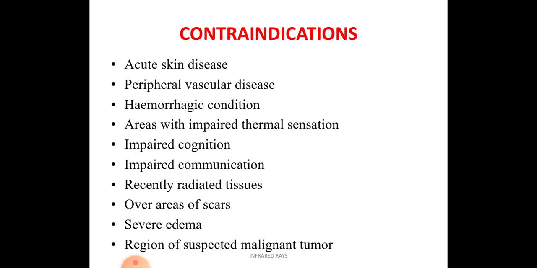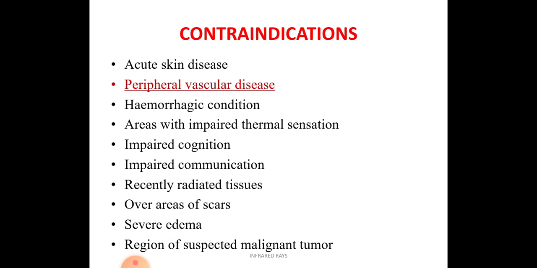Now, which are the contraindications? Contraindications means conditions in which we are not supposed to give it. Clear? So, which are these? Acute skin disease. In acute skin disease, there are chances that inflammation is still going on, and because of this IR, the inflammation may be worsened. But in case of subacute or chronic, you can think of it even if there is inflammation.